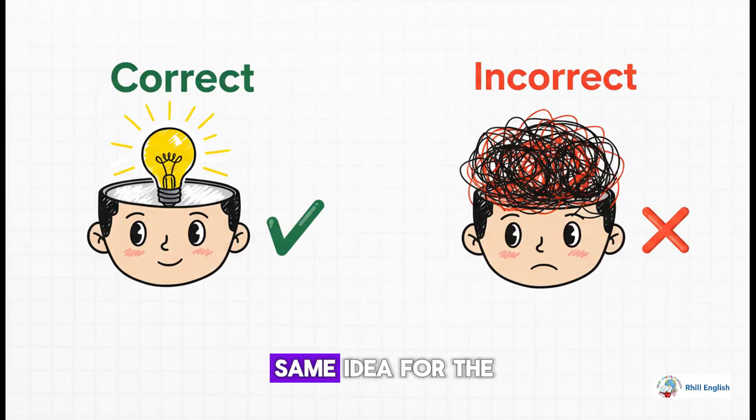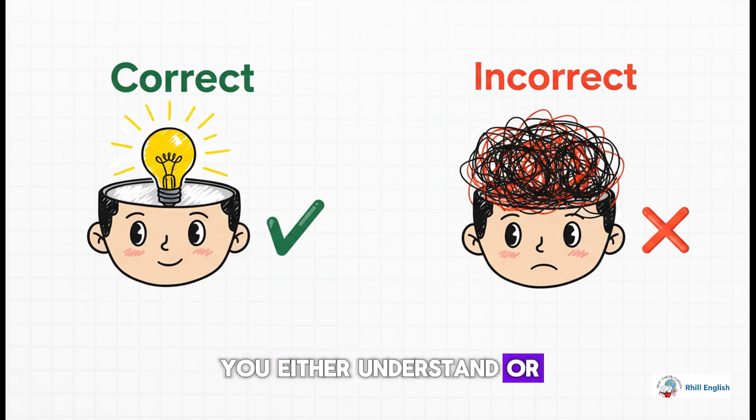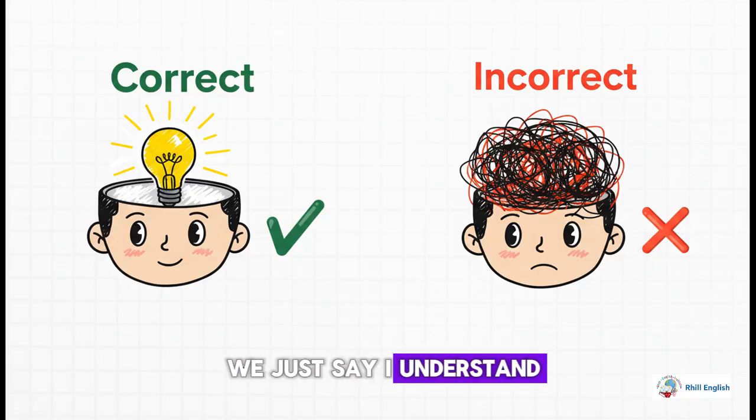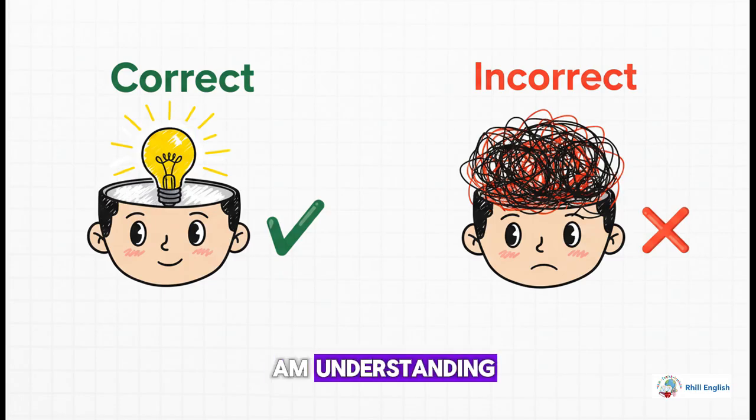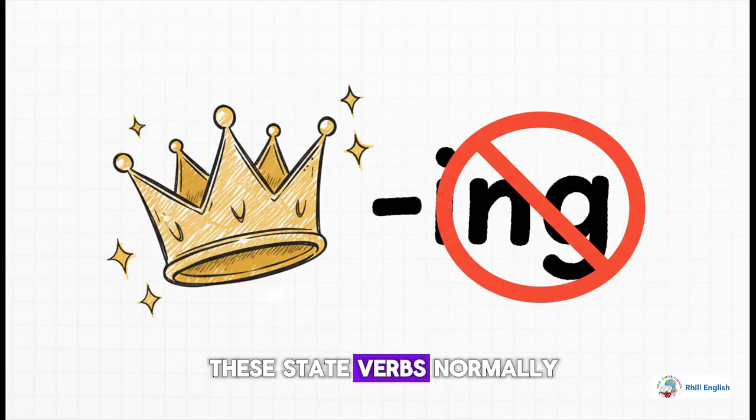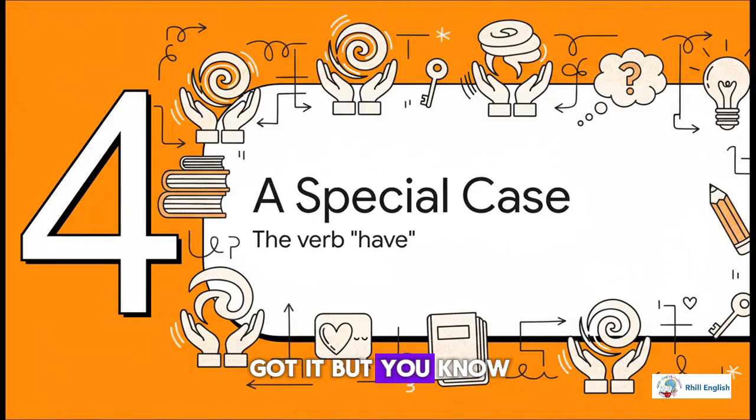And it's the exact same idea for the verb understand. You either understand or you don't. It's a state. So we just say, I understand. We don't say, I am understanding. So let's just remember that golden rule one more time. What is it? For these state verbs, normally, no ing. Got it? But, English always has a little surprise.